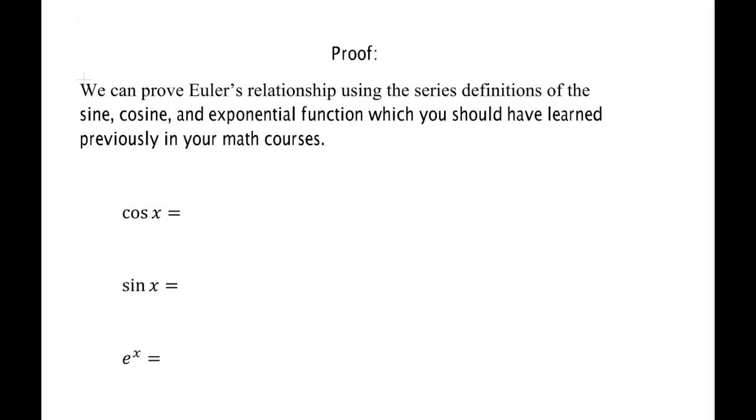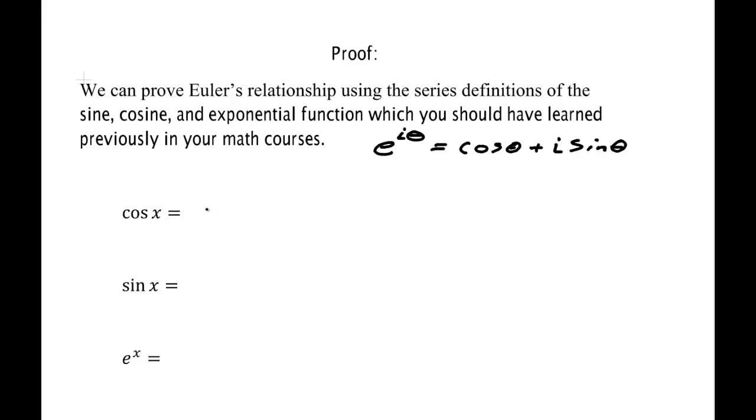Alright, in this video I'm going to continue to prove that e to the i theta is in fact the cosine of theta plus i sine theta. That is the Euler form of a complex number. And to do that, we're going to need some things from previous math classes. One of them is the series expansion for the cosine function.